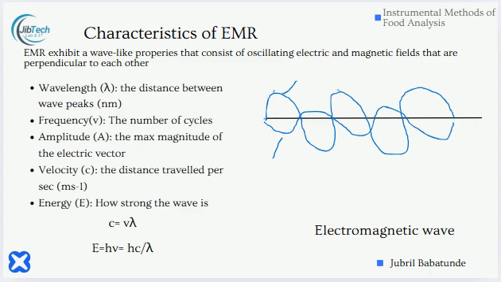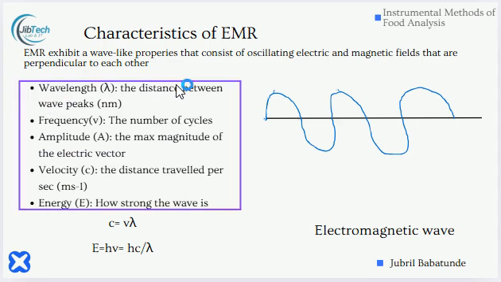But to better explain this, I'm going to take away this other one. So that is it about when they talk about oscillating and when they talk about electric and magnetic fields. All right. So now there are some key features of EMR.